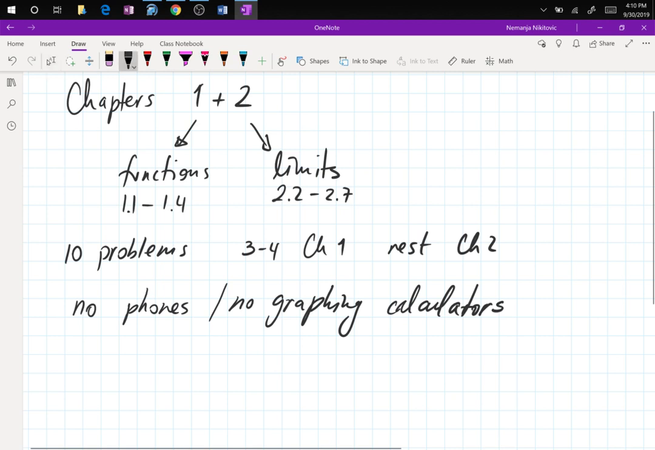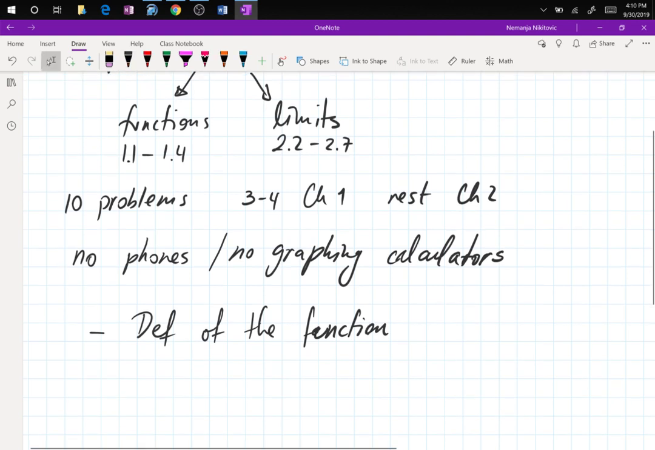So what do we have for topics? Number 1 is the definition of the function. I gave the definition on the first day, and I did tell you that it's going to be on the first test for 4 points, so make sure you don't mess it up, right?